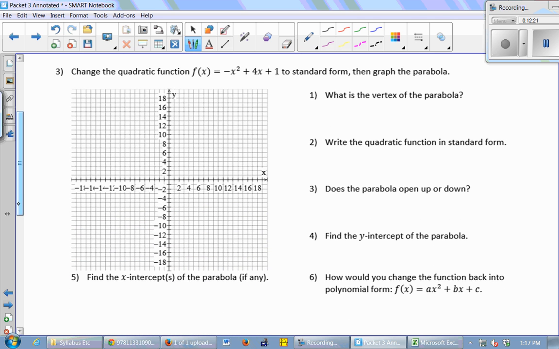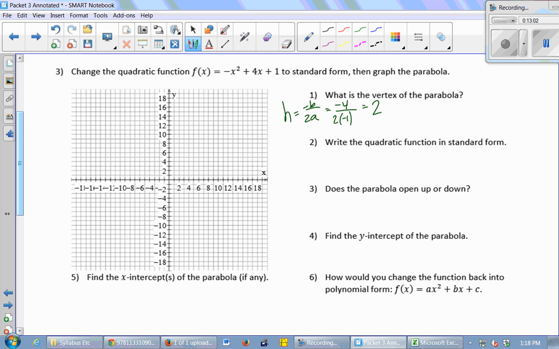Okay, so here's a quadratic function, negative x squared plus 4x plus 1. I'm going to change it to standard form so that I can graph it. It's easier to graph if it's in standard form because then I'll know its vertex. So what is the vertex of this parabola? Well, h is at negative b over 2a. And so negative b would be negative 4. And a is negative 1. So negative 4 over 2 times negative 1 is? Wait, why is it negative? Because the a value is negative 1. Oh, yeah. Sorry, I was looking at c.